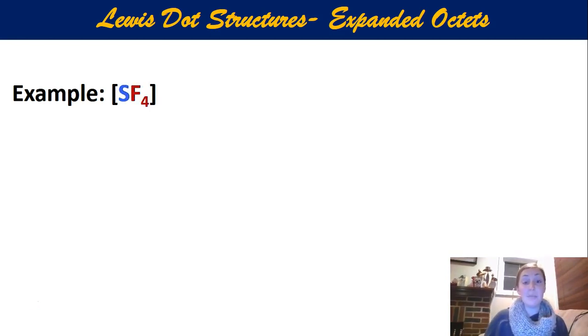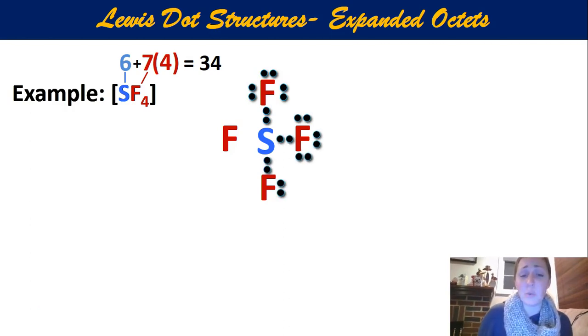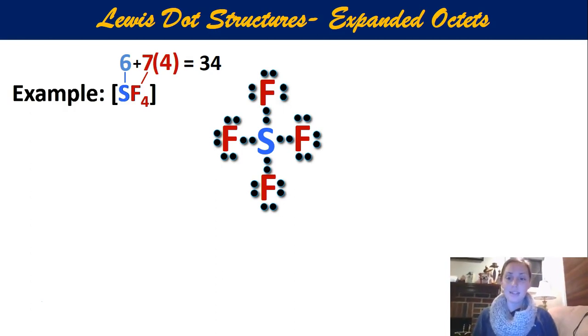So you do the exact same thing you did before. So sulfur has 6, fluorine has 7, you have 4 of them. Add those up and you get 34. Sulfur goes in the center, put your fluorines on the outside, and then start giving away electrons to the fluorines. 2, 4, 6, 8, 10, 12, 14, 16, 18, 20, 22, 24, 26, 28, 30, 32. All right, everyone's octet is satisfied, but you've got 2 more electrons.